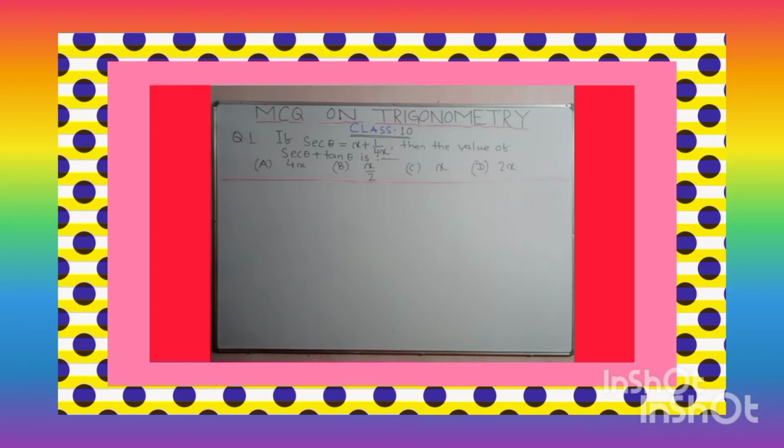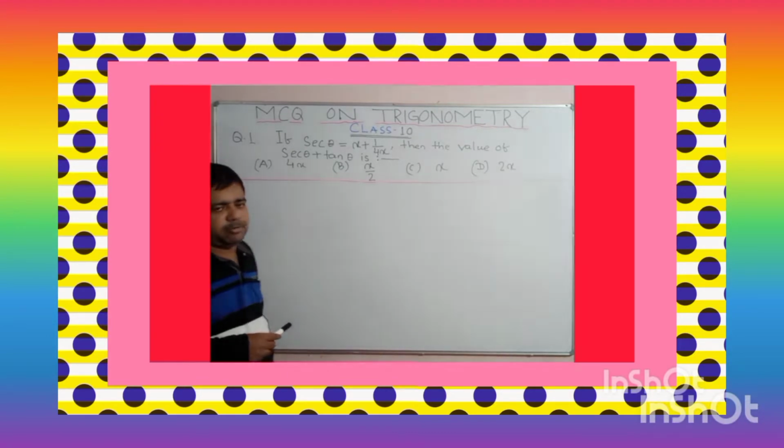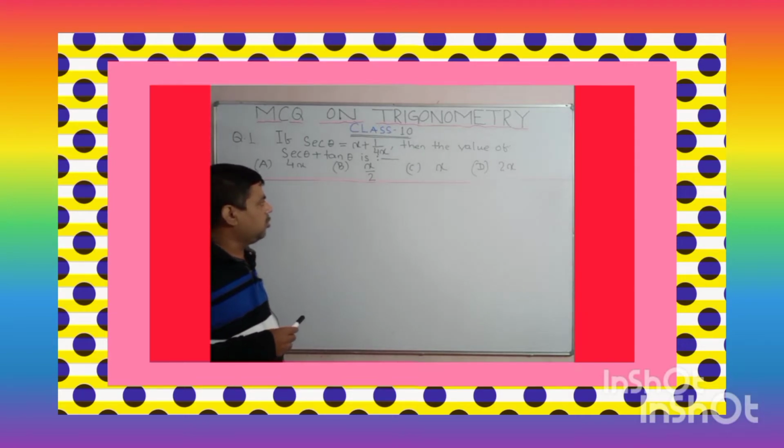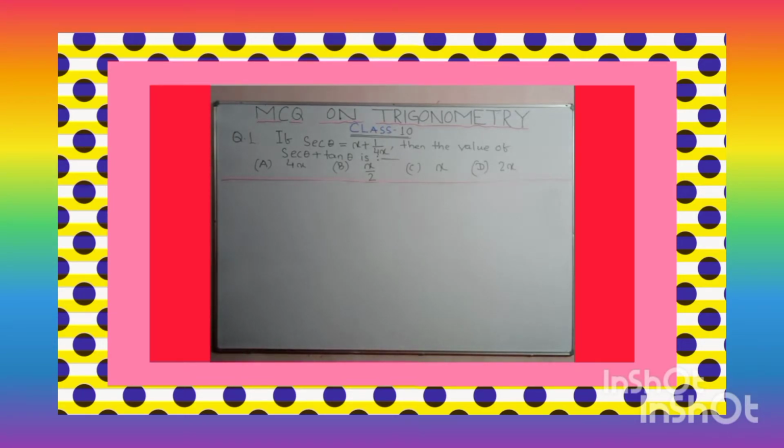The question number 1 is: if sec theta is equal to x plus 1 upon 4x, then you have to find the value of sec theta plus tan theta. Here option A is 4x, option B is x by 2, option C is x, and option D is 2x. Understand? Okay. Shall we discuss? Let's see the solution here for you.